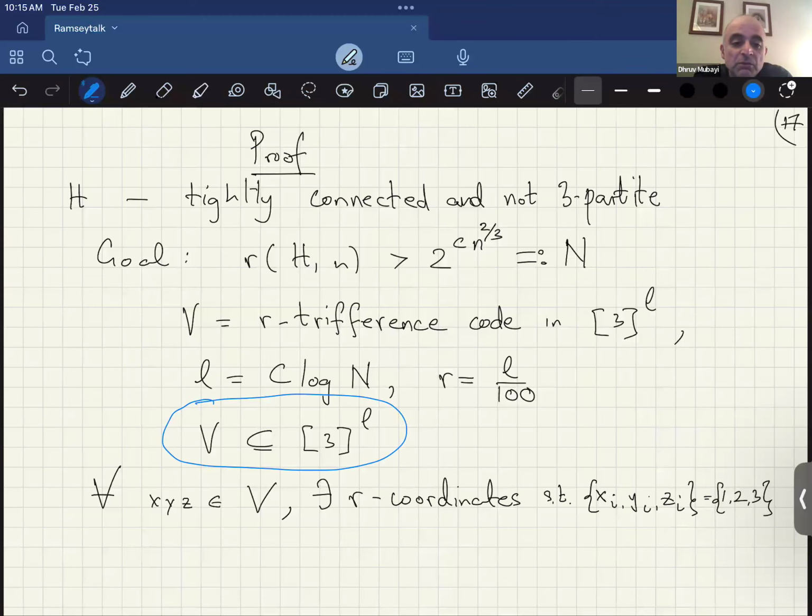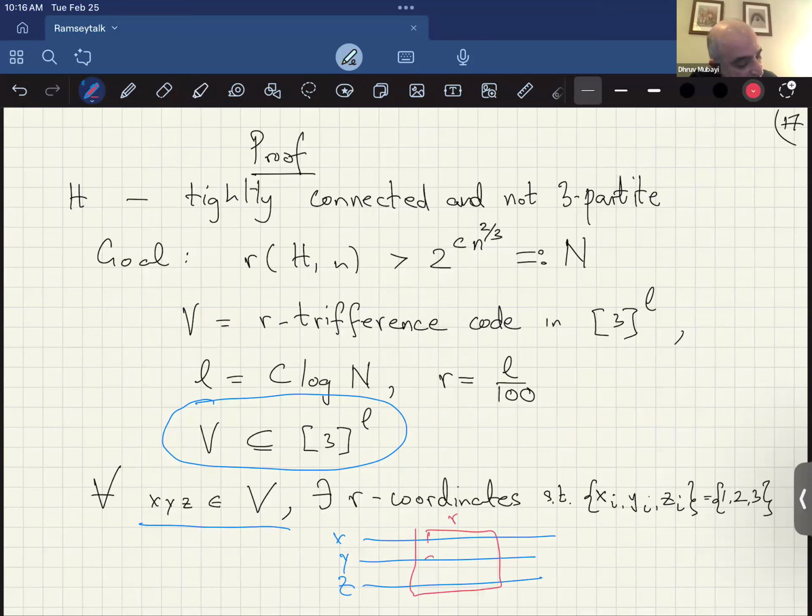There'll be sequences that form what's called an R-trireference code, which means what you think it should mean, right? That means that if you take any 3 sequences, there are R coordinates where they completely differ. So if I take my X here and Y here and Z here, then somewhere there are R coordinates, they don't have to be next to each other, where they're like 1, 2, 3, and 3, 1, 2. They're completely different. Okay, and using the probabilistic method, you can make a large collection of such vectors with these parameters. But again, don't worry too much about the parameters, just worry about the ideas.